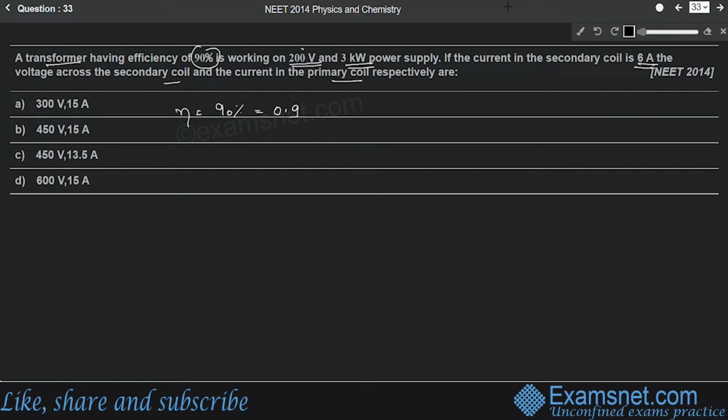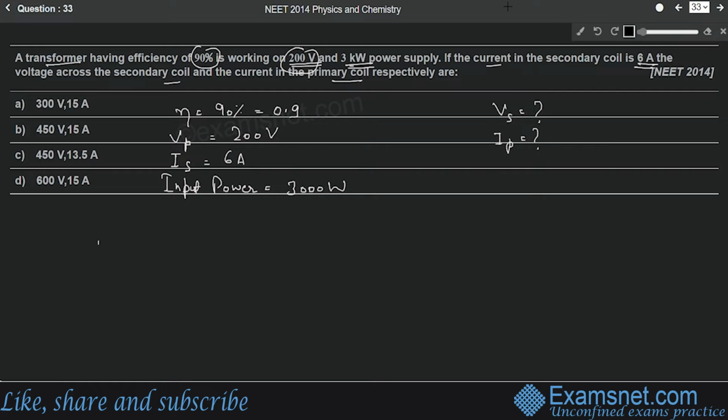Then it is working on 200 volt. That means the voltage in the primary coil is given as 200 volt and the power is given as 3 kilowatt. That means input power is given as 3 kilowatt, or we can write 3000 watt. What else is given? The current in the secondary coil, that means IS is given as 6 ampere. Now we have to find the voltage across the secondary coil, that means Vs, and the current in the primary coil, that is IP.